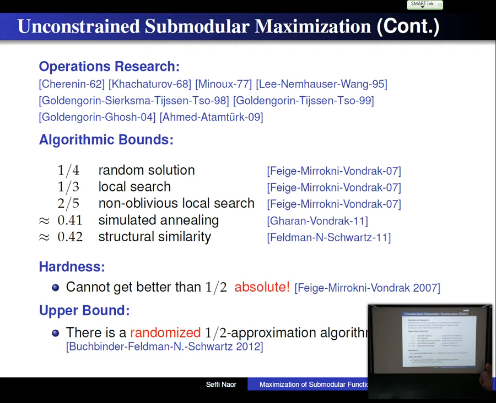Now, I mentioned before that max cut is a special case of this problem. For max cut, we know, for example, the work of Goemans and Williamson, we can achieve a factor of 0.878. So how come they can break the factor of 1/2? Exactly, yeah. In the case of max cut, the function is not given as a black box, but it's given through a graph, exactly. Very good, Yuval.